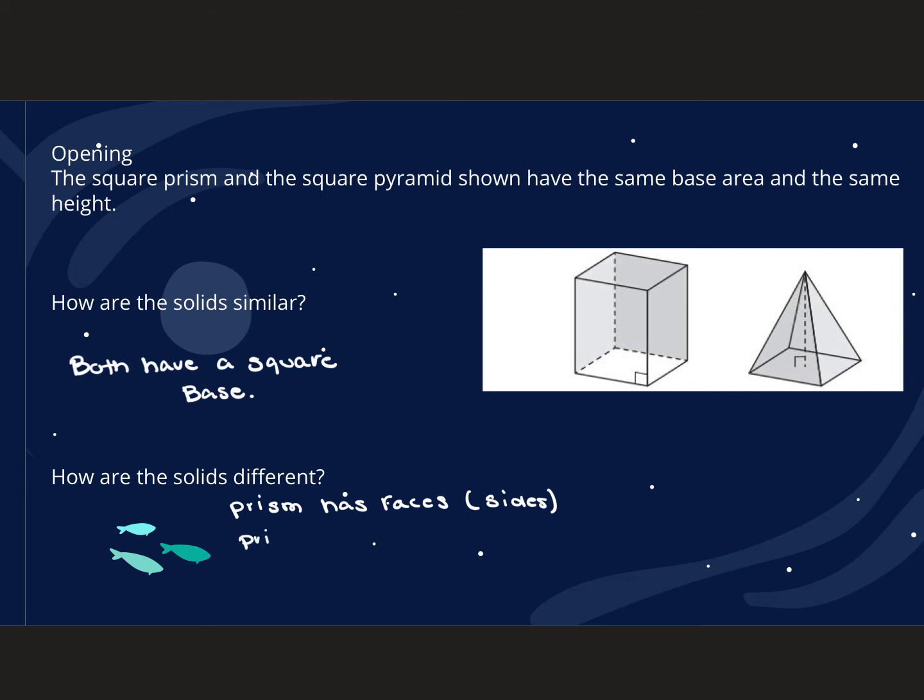So the prism faces are rectangles, and the pyramid faces are triangles. Again, you could have different responses, which I will view, but those are just a few similarities and differences. We've already worked with rectangular prisms. Now we're going to take that knowledge of rectangular prisms and apply it to square-based pyramids.